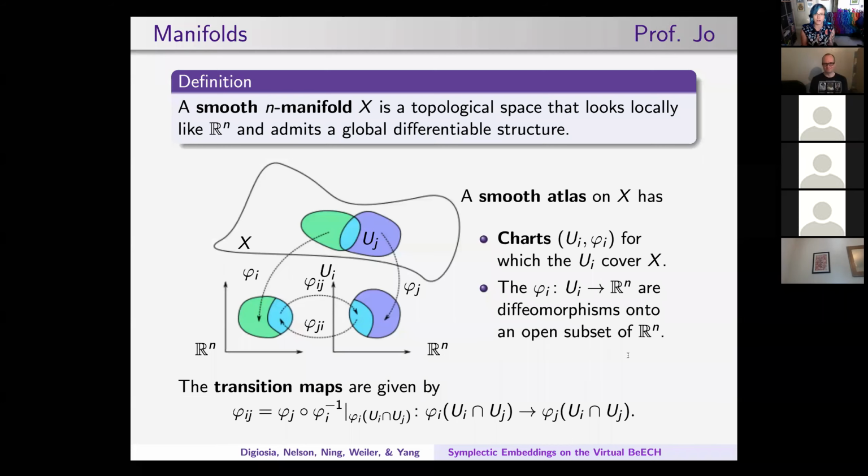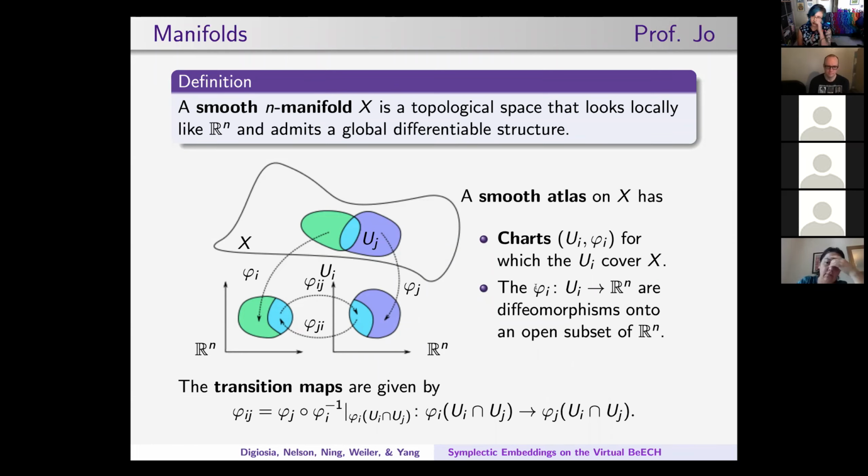The way that we define the smooth structure on this topological space is you need something called a smooth atlas. An atlas, like any other kind of atlas that we use for the world, consists of charts. Those are a collection of open sets which cover your manifold X. They need to come with maps phi_i, which have to be diffeomorphisms onto open subsets of Rn. In that way, you're able to go between the manifold and open charts in Rn.